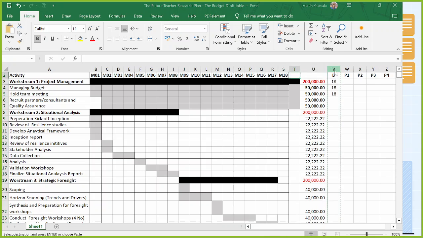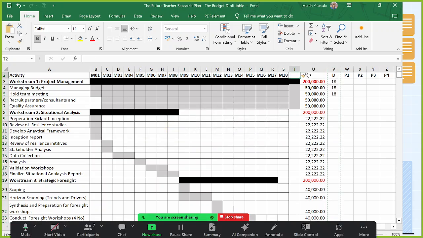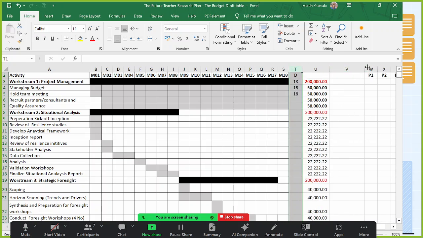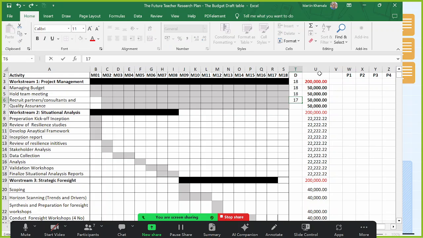Before the T. You mean here? I put a column here. Yes. Now for that column, why not say, okay, work stream project management? How many days are going to be allocated to that? And obviously, you can do it by adding up the days for each of them, whether it's managing budget, holding team meetings, and so on. Then you have the total number of days.